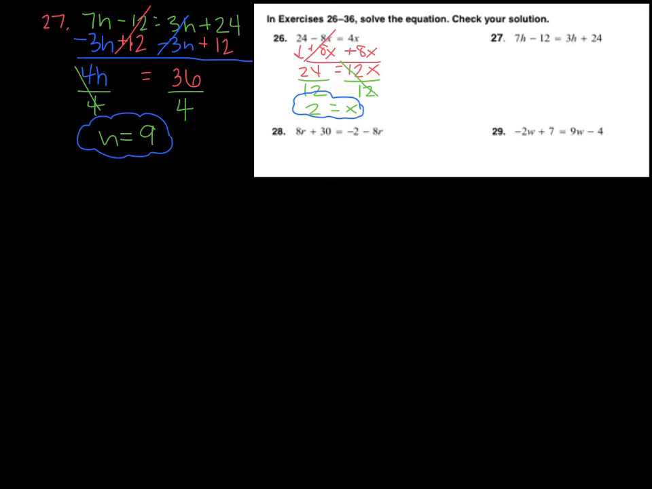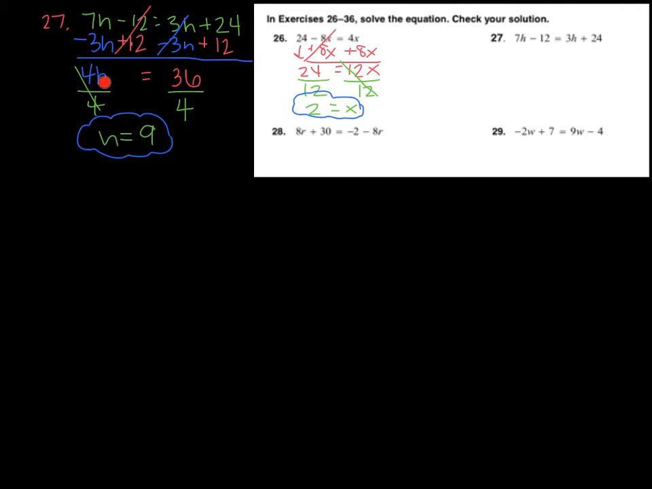Alright, so for this problem, the first thing that I did is I chose to move my positive 3h to the other side by subtracting. So 3h minus 3h canceled, and 7h minus 3h was 4h. Since I moved my variables to the left, I knew this constant, this negative 12, had to be moved to the right. So the opposite of minus is plus, so I added 12 to both sides, and 24 plus 12 is 36. So the next thing I was left with was 4h equals 36.